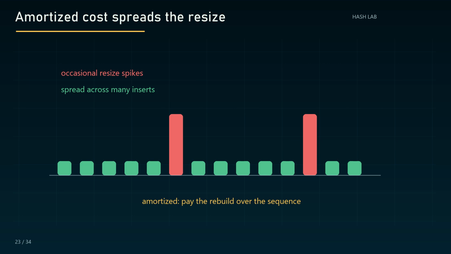Resize cost has one friendly idea behind it. A rebuild may be expensive once, but it happens after many ordinary inserts. Spread that occasional rebuild across the inserts that made it necessary, and the average cost can still stay small. The simple memory is: rare big cleanup, many cheap steps.